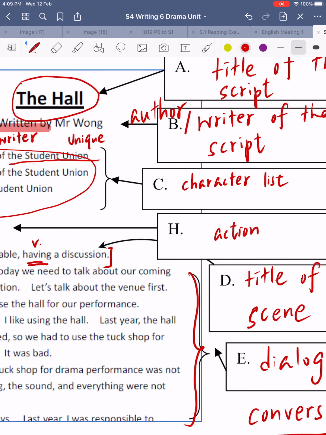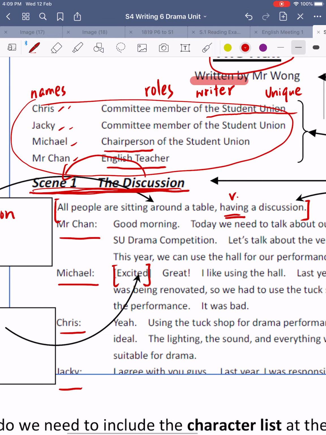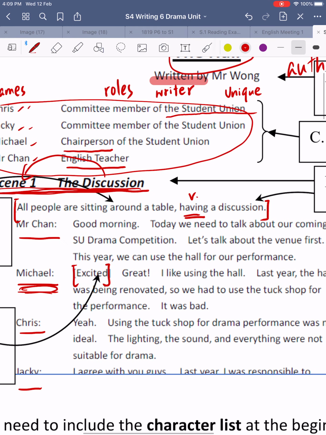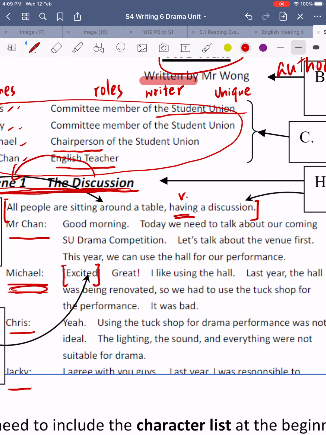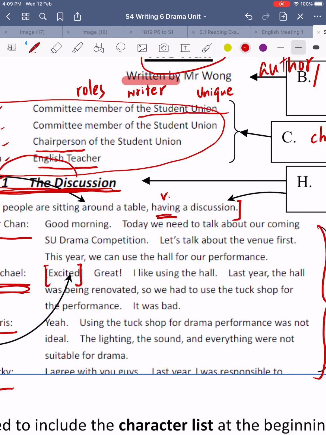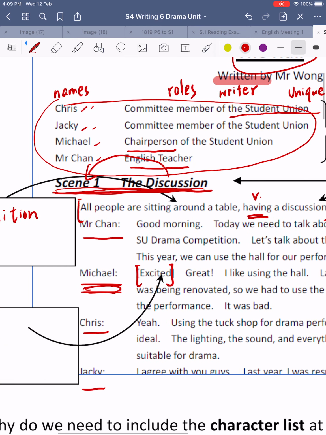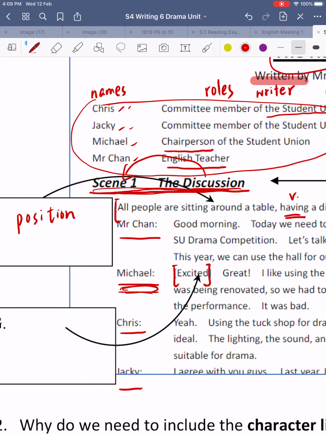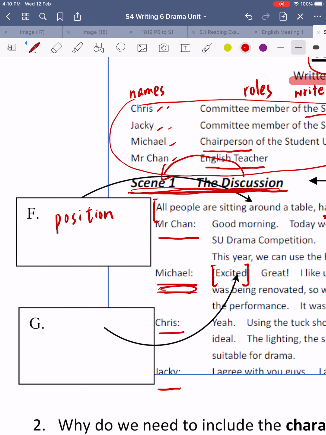Okay? Then you can see Michael's dialogue, excited. Then Michael will say the sentences in an exciting way. Great! I like using the hall. Last year, the hall was being renovated, so we had to use the tuck shop for the performance. It was bad. Okay, that's why you can see Michael is kind of excited when he says this sentence. So, this part is about the emotion of the character.